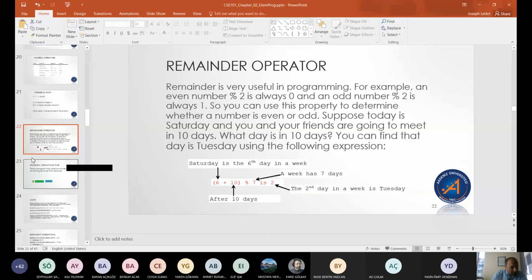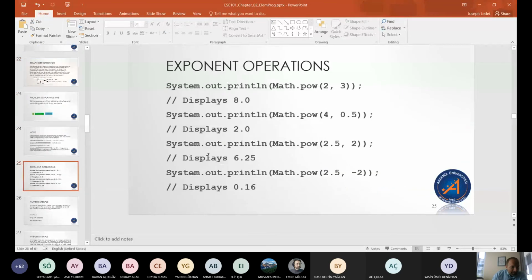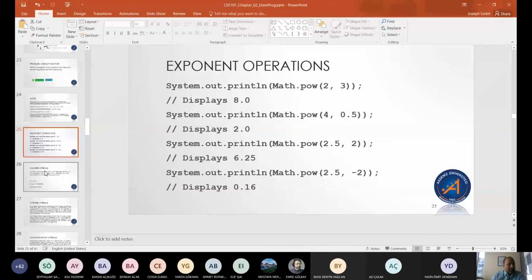Like I said, exponent is a method. It's not an operator. Some other languages have exponent as an operator, which can be useful. Java does not give us that.